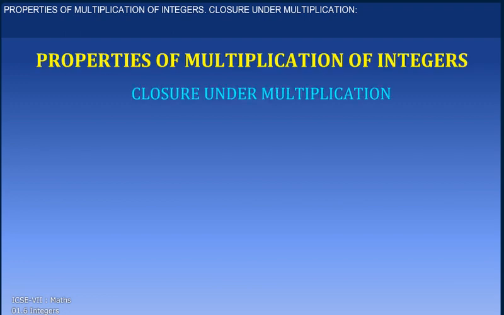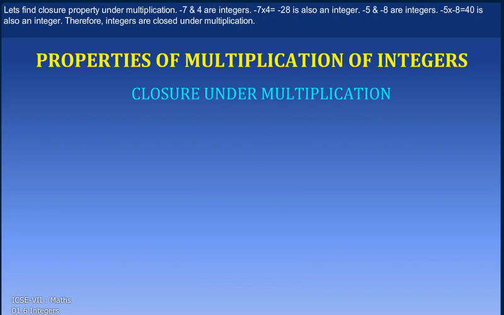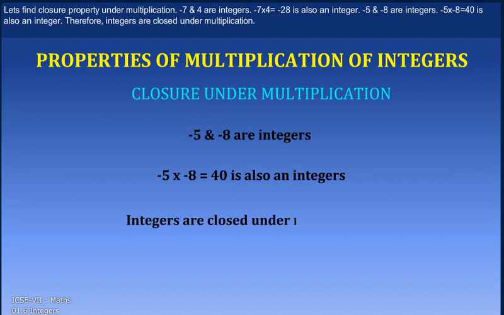Properties of multiplication of integers. Closure under multiplication. Let's find the closure property under multiplication. -7 and 4 are integers. -7 into 4 is equal to -28, which is also an integer. -5 and -8 are integers. -5 into -8 is equal to 40. 40 is also an integer. Therefore, integers are closed under multiplication.